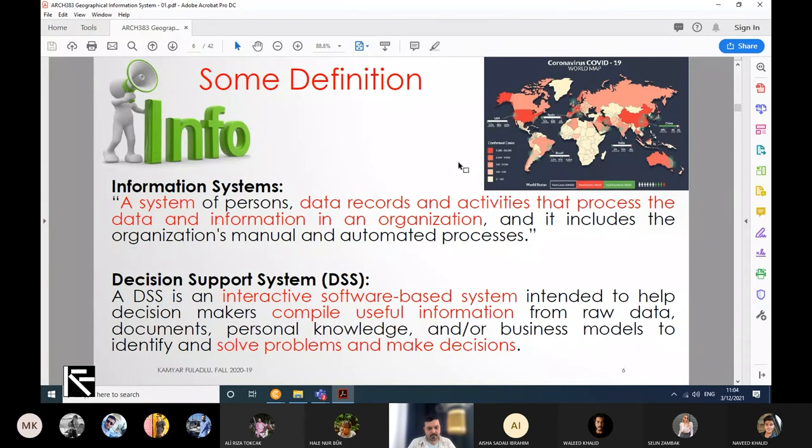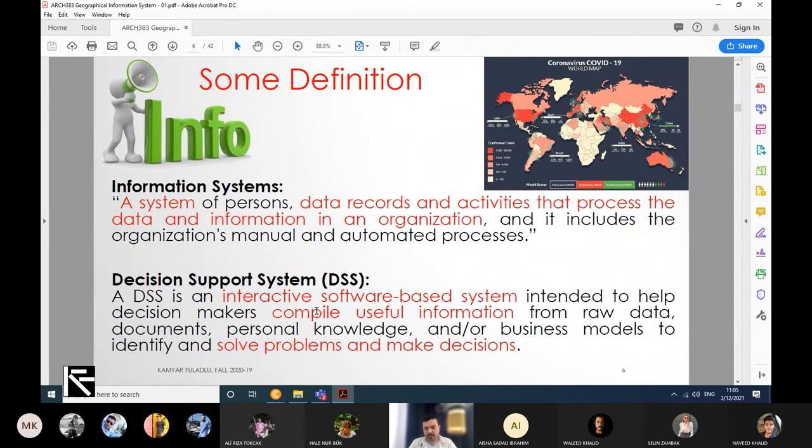But why do we need it? Is it important for us? Of course, it is important for us because we need to support our decision. From this map, from this information, from this illustration, you are able to decide which place is too dangerous to travel, or which place, in comparison to the other place, is quite safe. So this supports your decision. We call it actually a decision support system, or DSS.